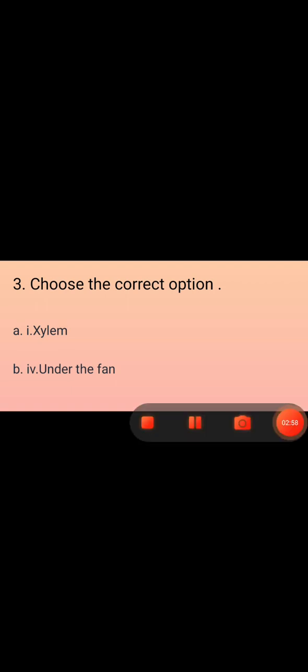Second question is water absorption through roots can be increased by keeping the plants, options: in the shade, in dim light, covered with a polythene bag, under the fan. So the correct answer is under the fan. Now let us move to our next question.